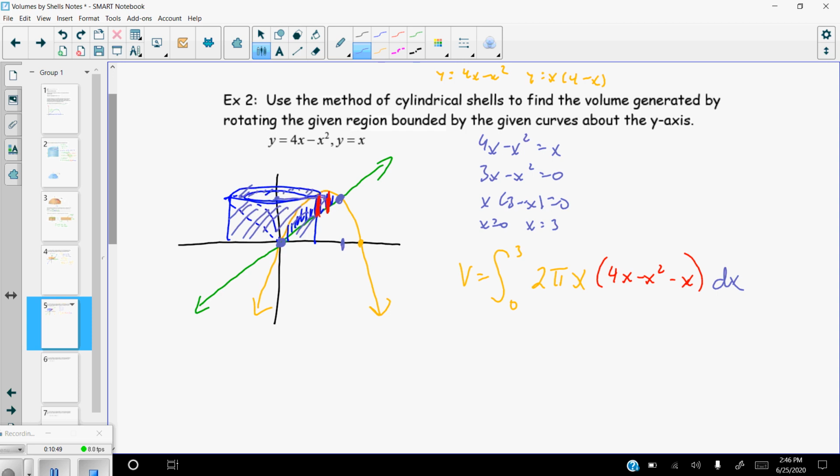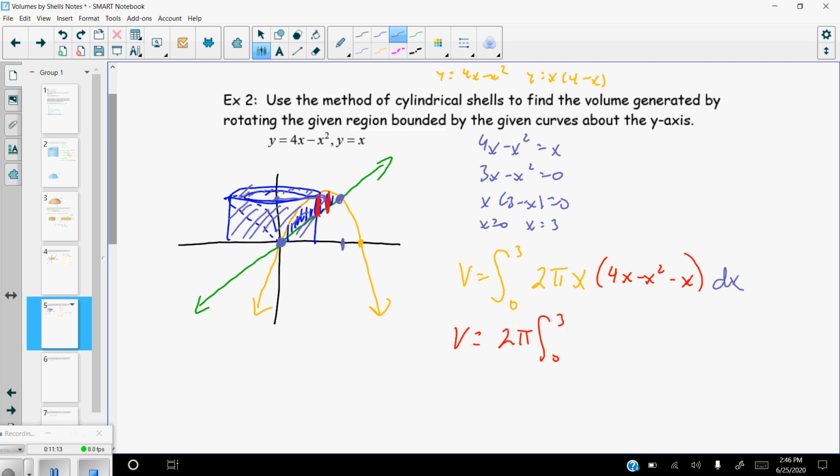So now we're going to go ahead, and the first thing I'm going to do is simplify a bunch of this all at once. I am going to pull out the 2 pi. Still have the integral from 0 to 3.